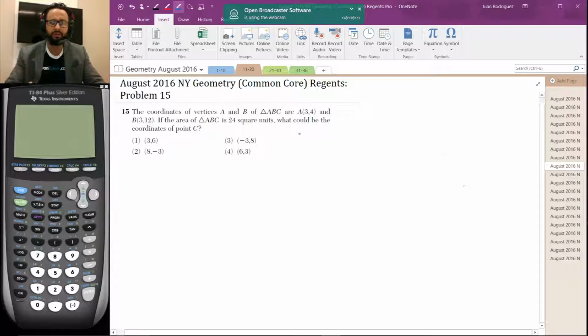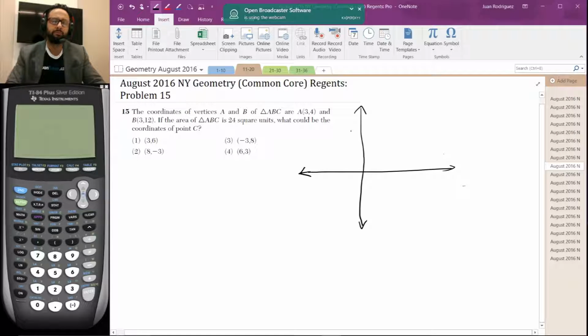I would recommend you pause the video, try the problem on your own, and see if you can get it. If you didn't think of drawing a diagram, then really pause the video and see if you can get it, because every geometry problem should have a corresponding diagram drawn. Okay? So how do we go about this problem?